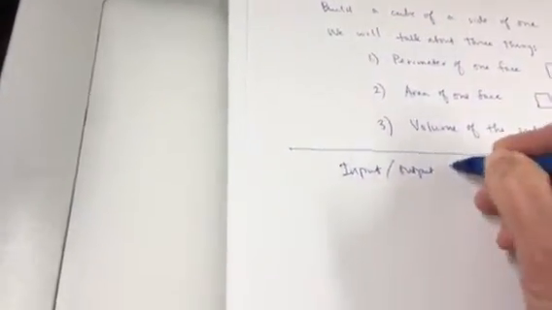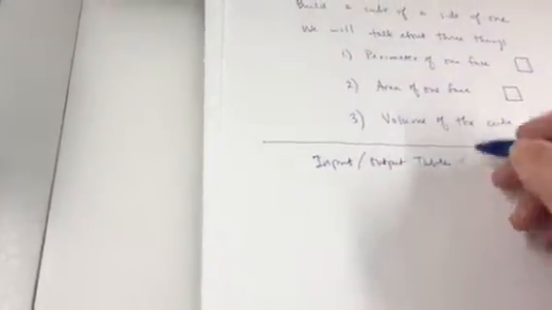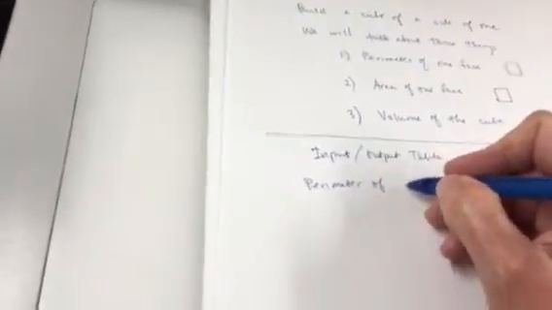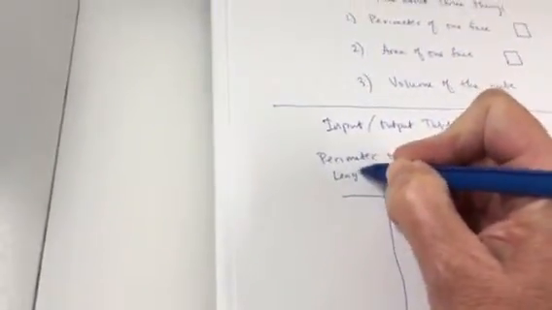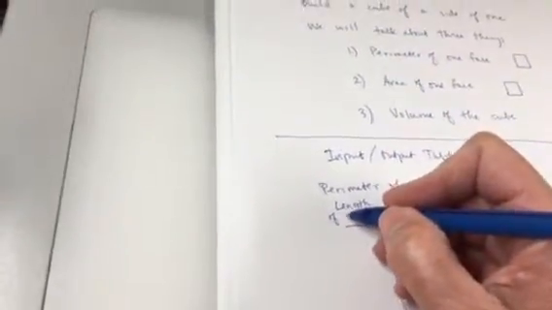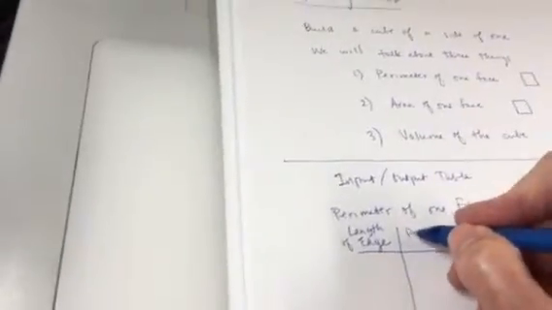Input-output table for perimeter, the perimeter of one face. So in the input column, I'll have the length of one edge. I'll just put length of edge. And then the perimeter of the face.